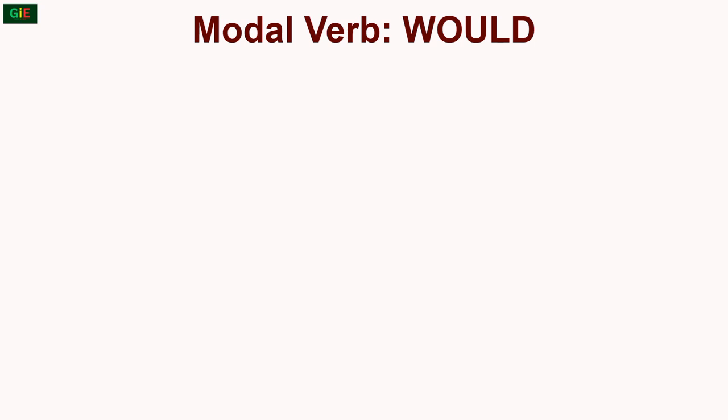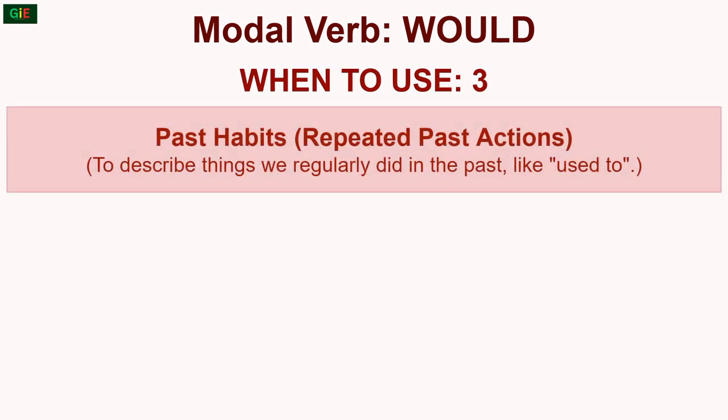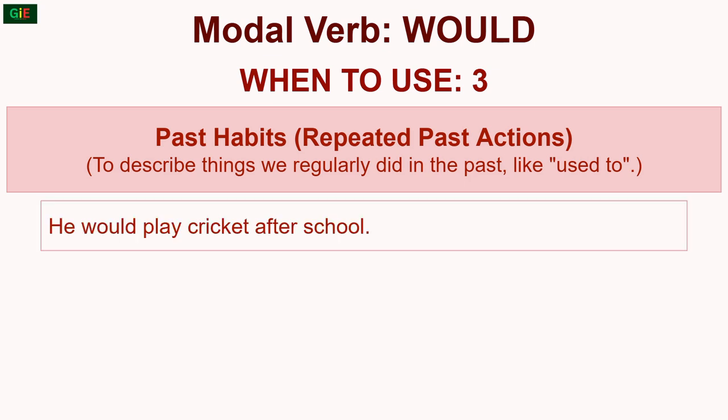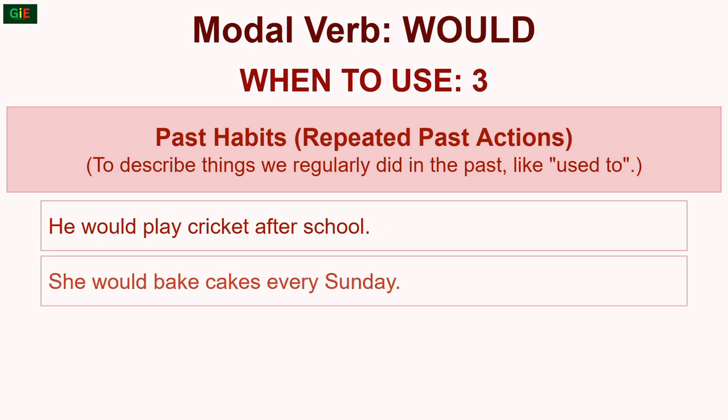Modal verb would. When to use. Past habits, repeated past actions. To describe things we regularly did in the past, like used to. He would play cricket after school. She would bake cakes every Sunday.